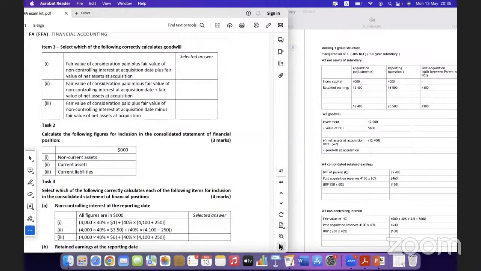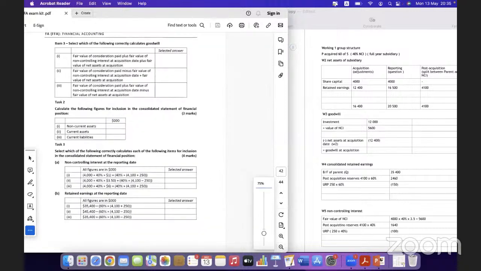Okay, guys, if possible, can you answer these parts and show it to me faster? Item number 3, task A and task B. Can you look at my workings, what I have given over here? And guys, can you select the answers quickly, please, for this question? Item number 3 and task A and B.